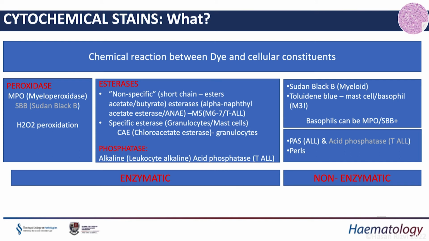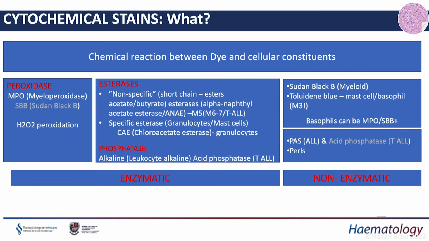What basically is a cytochemical stain? It's a reaction between a chemical dye and the cellular constituents. Now, they can be divided broadly into enzymatic and non-enzymatic reactions. The enzymatic ones are mainly the peroxidases, which is the breakdown of hydrogen peroxide, which gives coloration using a coloring agent like DAB, and comes up usually with a brownish color.